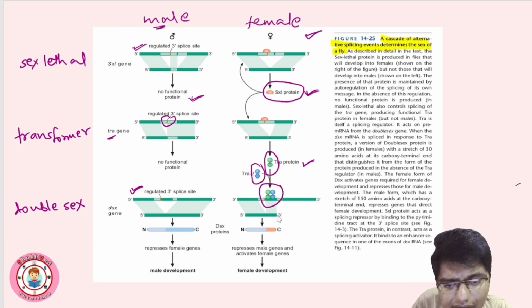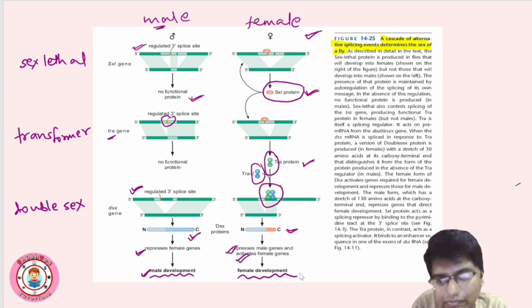And we can see here the structure is double sex protein in female is small, and in the case of male, this is the big one. What it does is repress female development. It represses female genes, and thus male development is done. And in the case of females, male genes are repressed, female genes are activated, and thus female development takes place.